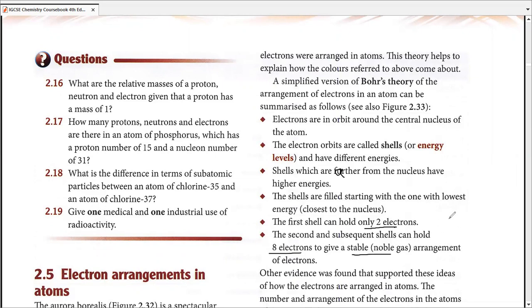So as soon as you have 8 in the second shell, you start filling the third one. As soon as you have 8 in the third shell, you can start filling the fourth one. And the manner goes on. But let me tell you, the third shell can hold a maximum of 18 electrons, while the fourth shell and every subsequent shell can hold a maximum of 32 electrons. So they may hold more.